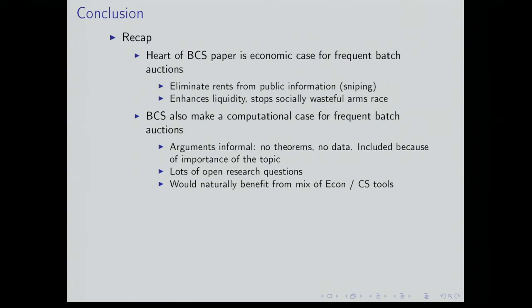It eliminates rents from public information, enhances liquidity, and stops a wasteful arms race. We also, towards the end of the paper, have this two-page qualitative section making a computational case for frequent batch auctions. The arguments are informal. They're included because of the importance of the topic and to respond to this concern about unintended consequences. I think they raise open research questions and would naturally benefit from a mix of Econ and CS tools.